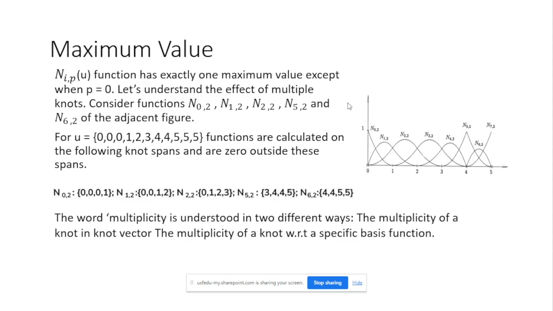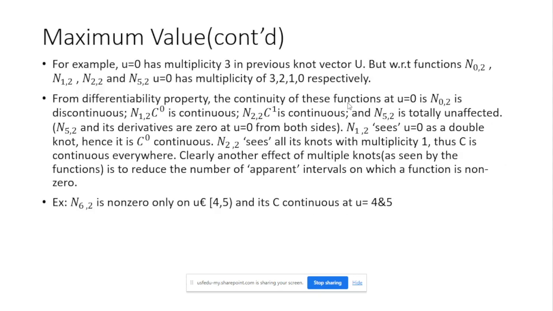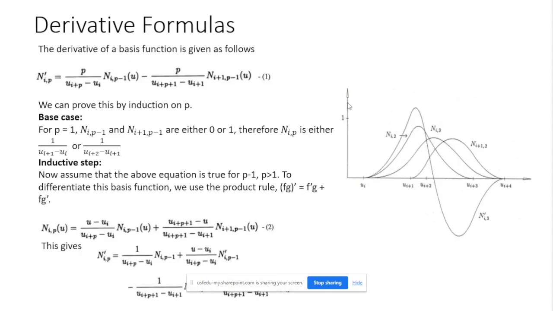Now, the word multiplicity is understood in two different ways: the multiplicity of a knot in the knot vector, and the multiplicity of a knot with respect to a specific basis function. The same is explained in this example. So, going to the next topic, which is derivative formulas.